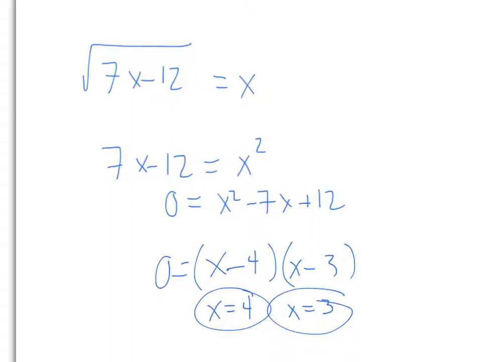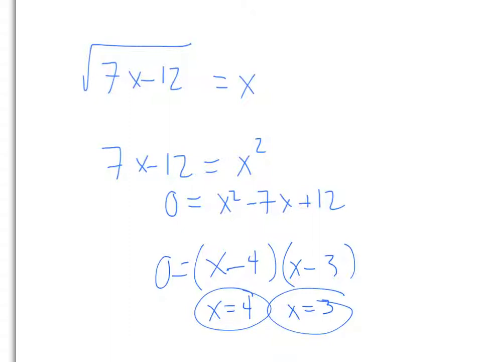Go back to the original. Plug in a 3. What do you get? 3. You get 3? How? 7x is 21 minus 12 is 9 and square root is 3. Very good. I just wanted you to say it so we know. Good. So we get root 9 is 3. What about the other one? Check the other one. It also works.